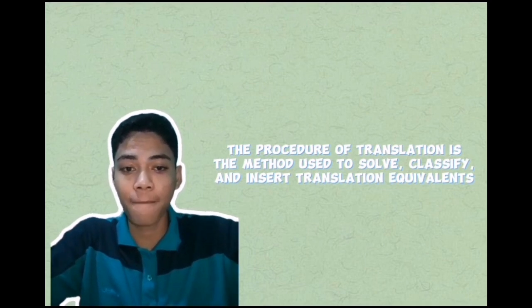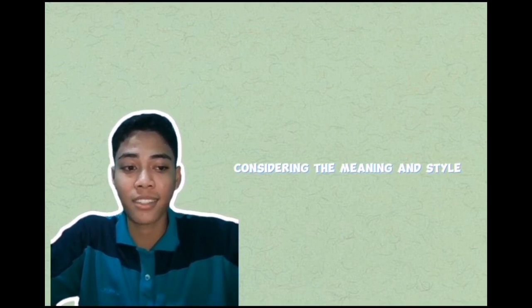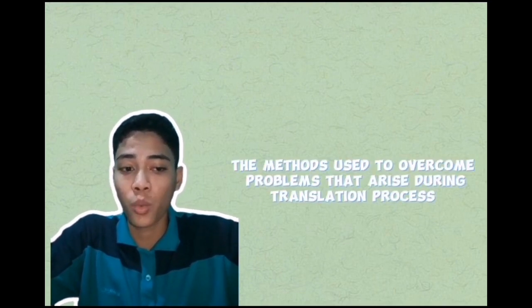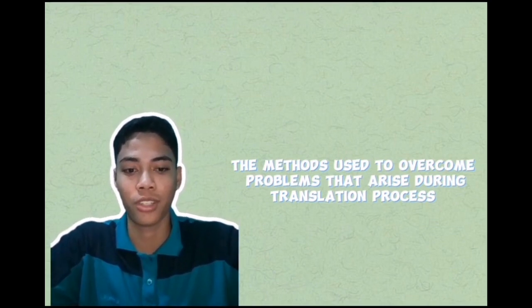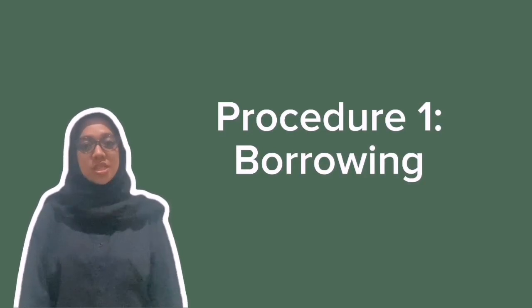For the reason, the conclusion from three experts about the procedure of translation is that it is the way we use to solve, classify, and insert translation equivalents into various language units. We don't just repeat what is in the source language to the target language in the most natural way, but we also consider the meaning and the style. Then the procedure of translation also includes the ways we use to overcome the problems that arise in the middle of the translation process.